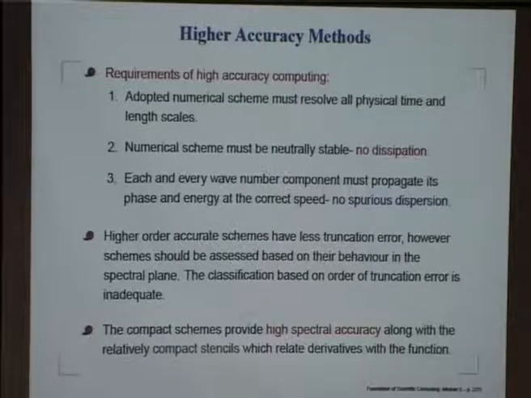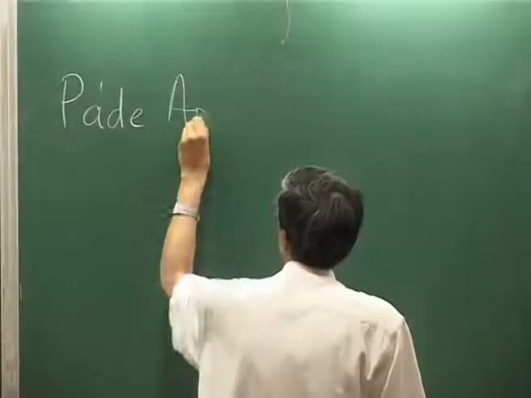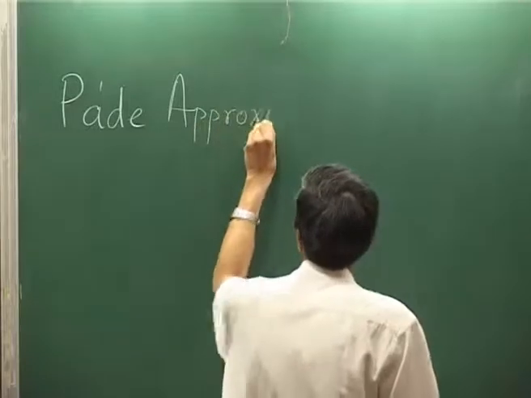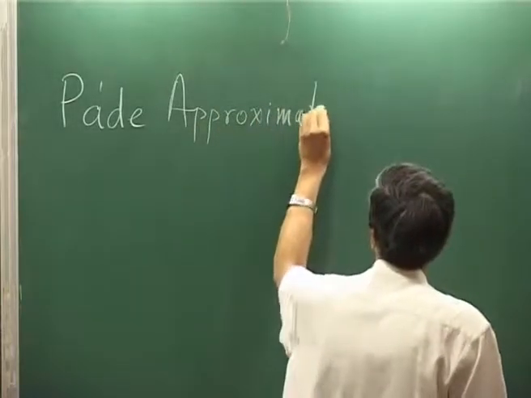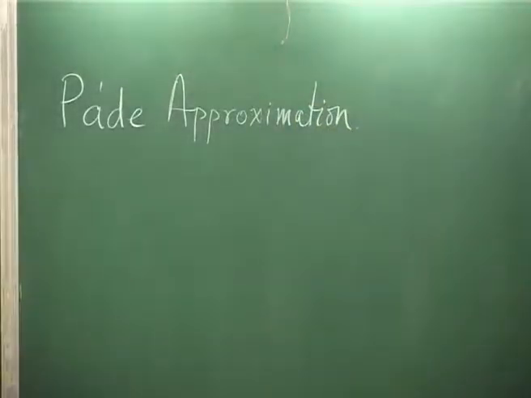We are going to talk about some extremely high accuracy schemes. These are called the compact schemes. They are based on what is called Pade approximation. One of the attributes of this method is that you almost get near spectral accuracy while keeping the scheme as compact as possible, right? So that's what we will try to do.